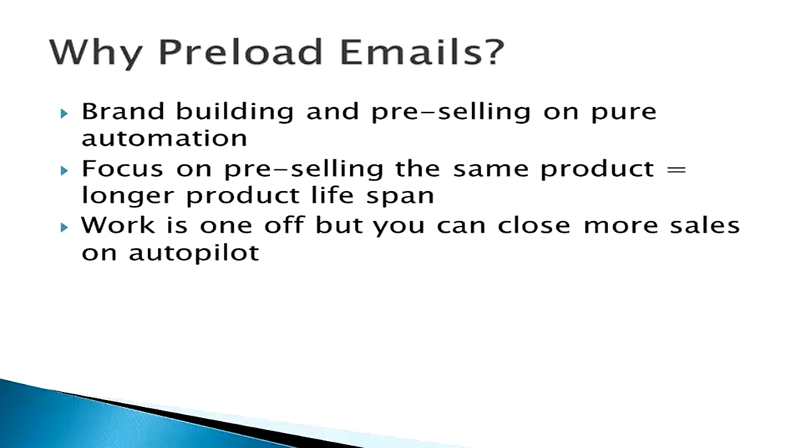A lot of autoresponders have this sequential follow-up feature, but a lot of marketers aren't really utilizing it to the max. So when you make use of the automated follow-up email feature in autoresponders like GetResponse or Aweber, you can also focus on pre-selling the same product over and over again, which equals a longer product lifespan, and your sales closing rate becomes higher. Your work is only one-off, which is writing the emails, and then you can close more sales on autopilot.